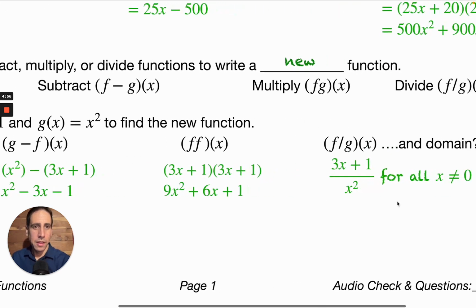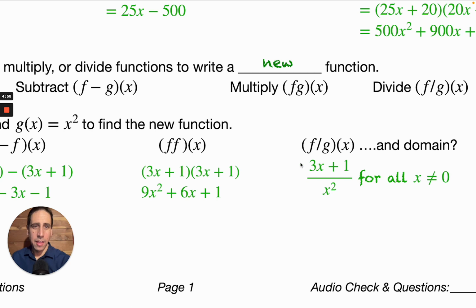And here, if you're going to divide, the f function, 3x plus 1, divided by x squared. Now this is going to be true for all values of x except when x is equal to 0, because if there's an input of 0, you can't find the output.